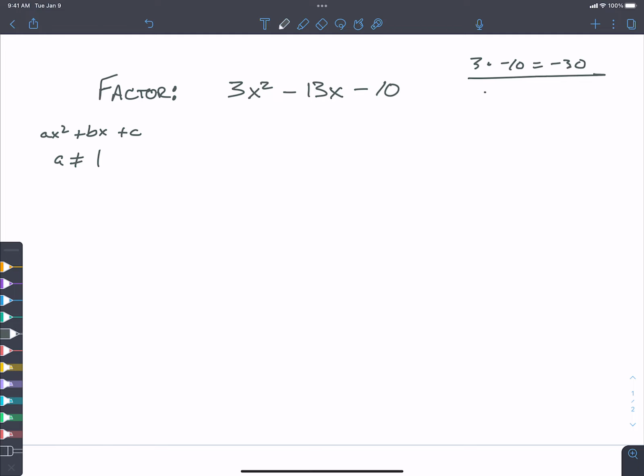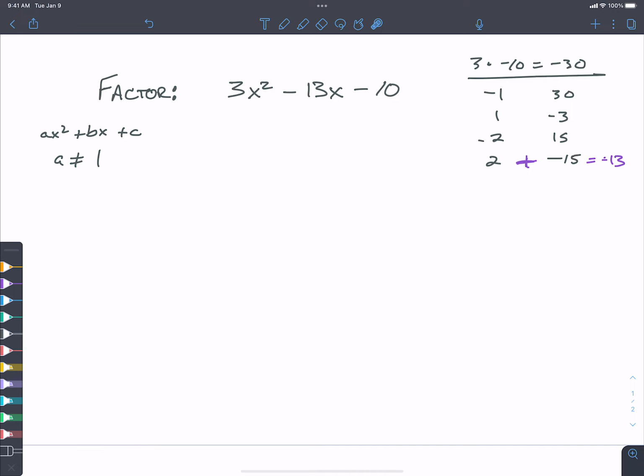So I'm going to look at negative 1 and positive 30, 1 and negative 30, negative 2 and 15, 2 and negative 15. Oh, wait a minute. 2 plus negative 15, if I added these two things together, I would get negative 13. So as I'm working my way down, I found my pair as I did some mental math there. I could have gone to 3 and 10 and so on, but I don't need to go any further.